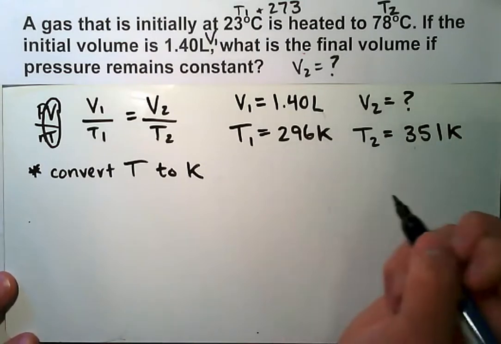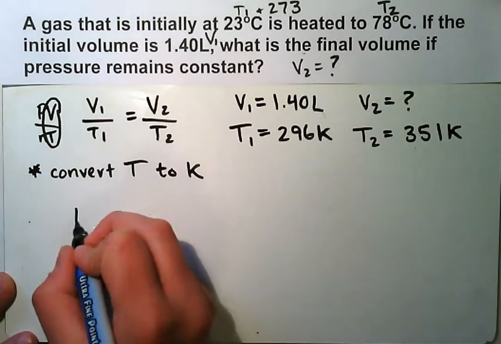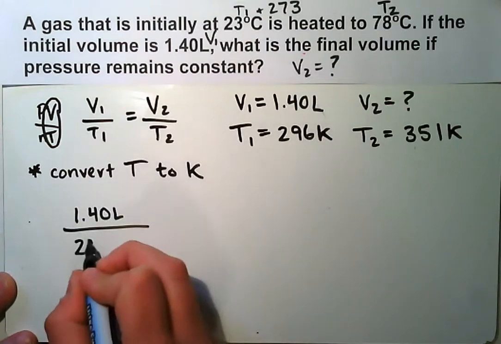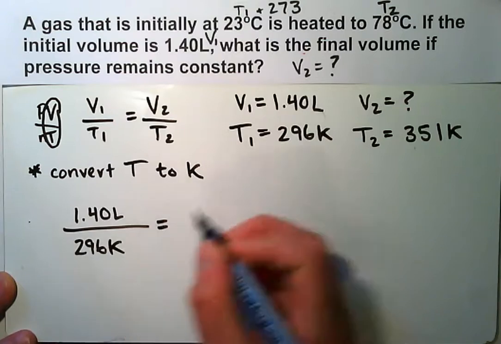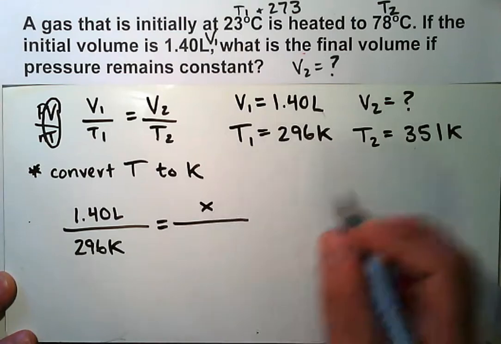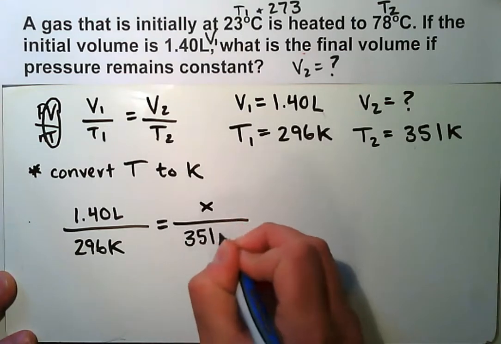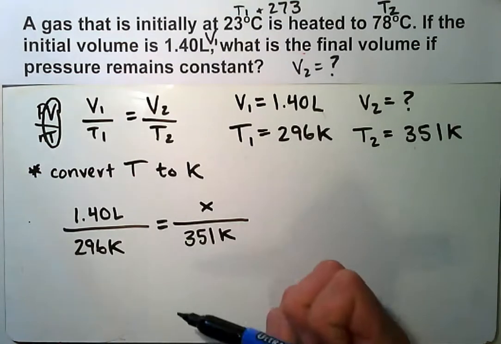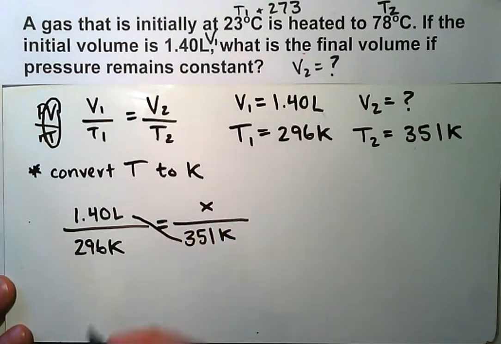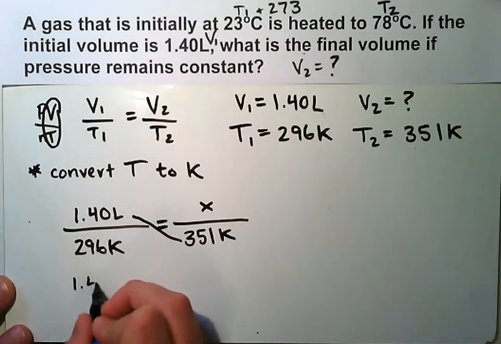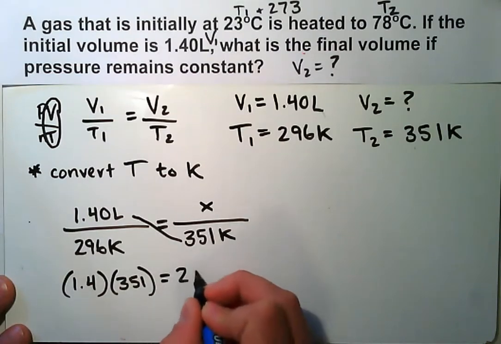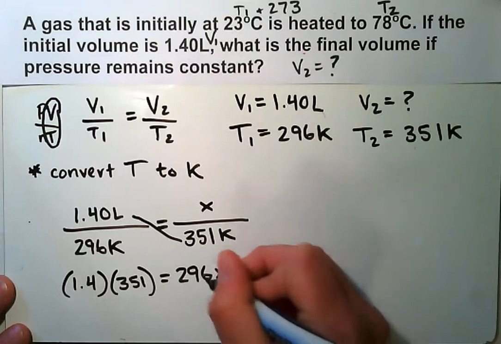All that's left is to substitute into our equation. So V1, 1.40 liters, over T1, 296 Kelvin, equals V2, which we don't know, so we're going to substitute in X, over T2, which is 351 Kelvin. So now this is a case where we probably want to cross multiply. So we're going to do 1.4 times 351 equals 296 times X.